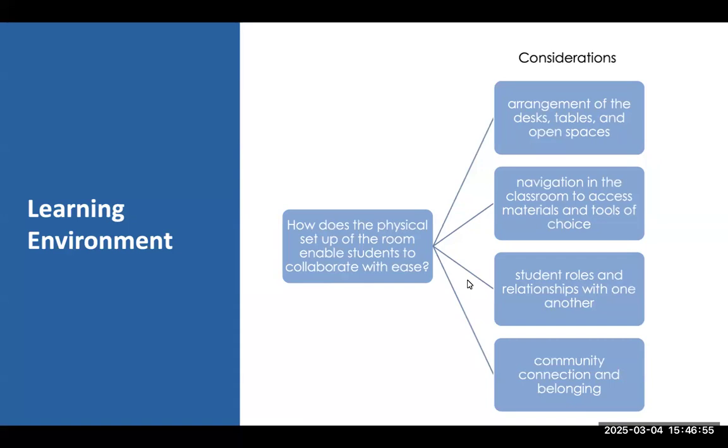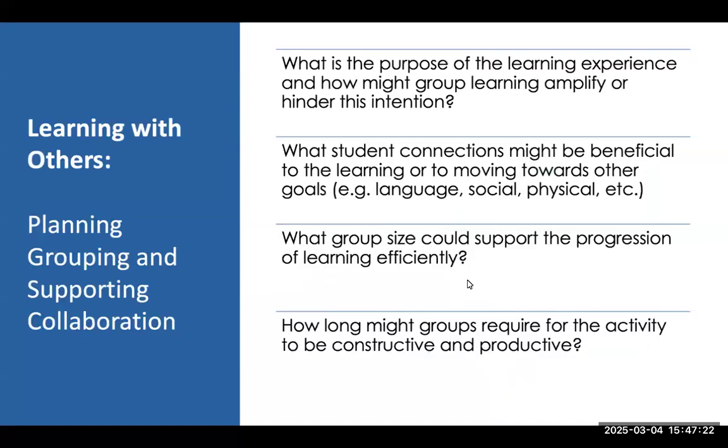We want to also consider how we make it explicit and transparent what the role is for students. And we want to understand what the relationships are with students themselves. This is going to help us when we design our groupings and or decide if they're going to be randomized. But we also want to consider how we're building community connections and nurturing that sense of belonging.